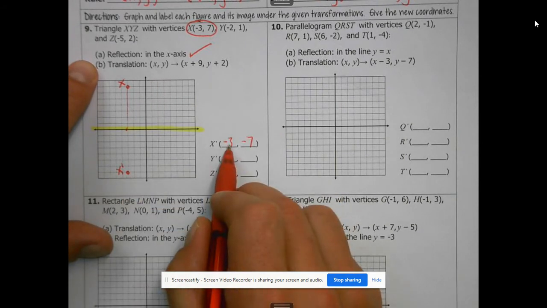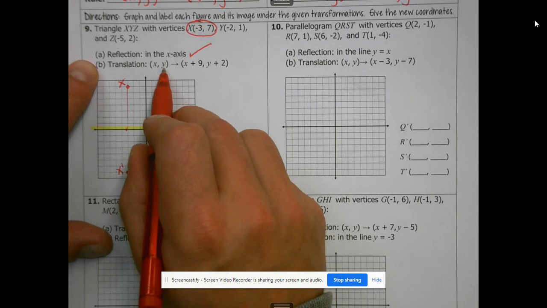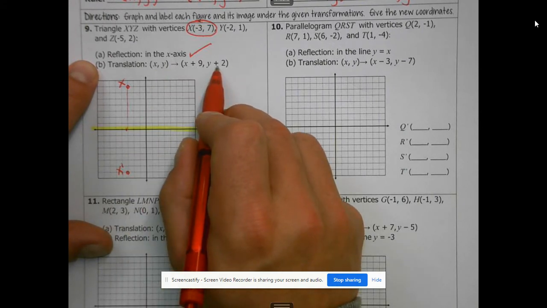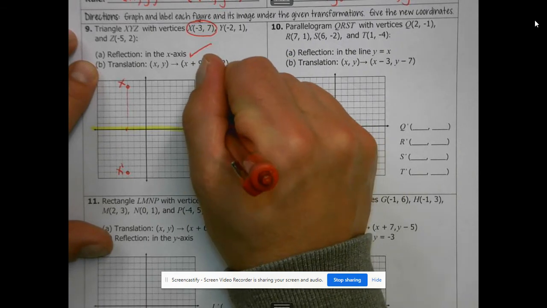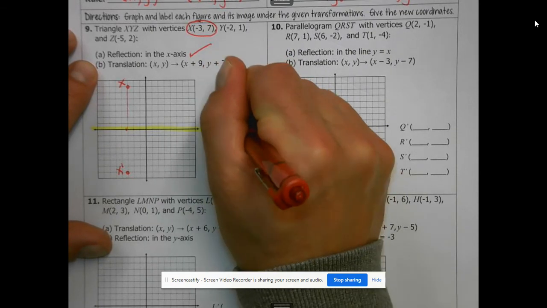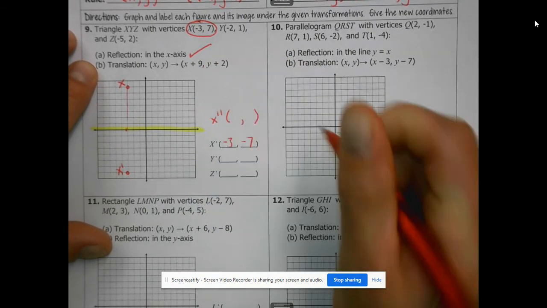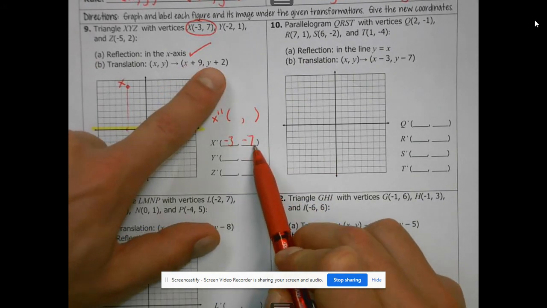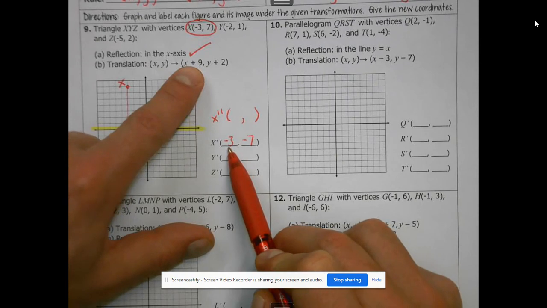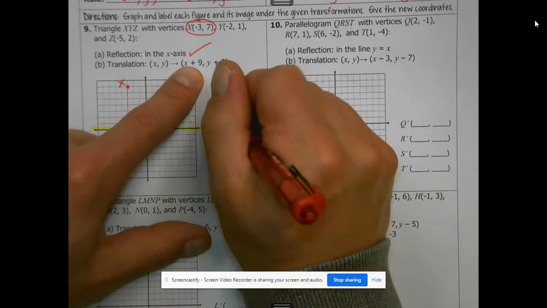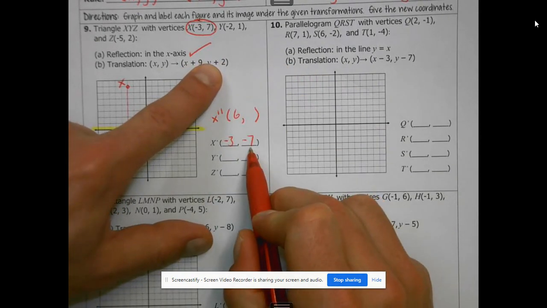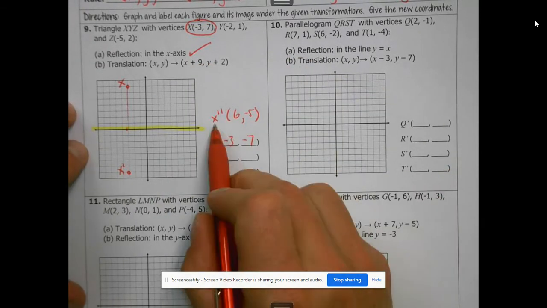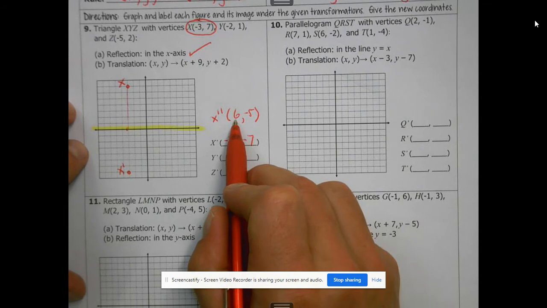is at negative 3, negative 7, and my translation says, hey, you got to add 9 to the x's, and you got to add 2 to the y's. So let's call the third point x double prime. And remember, I have to add 9 to the x's and add 2 to the y's. So 9 and negative 3 is 6. 2 and negative 7 is negative 5. So x double prime is over 6, down 5.